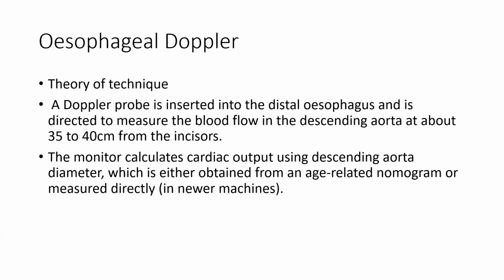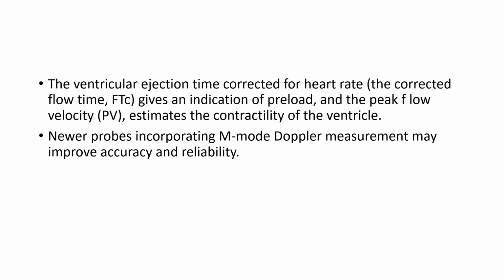Now, about esophageal Doppler. The Doppler probe is inserted into the distal esophagus and is directed to measure blood flow in the descending aorta at about 35 to 40 centimeters from the incisors. The monitor calculates the cardiac output using the descending aorta diameter, which is either obtained from an age-related nomogram or measured directly. The ventricular ejection time corrected for heart rate gives an indication of preload, and the peak flow velocity estimates the contractility of the ventricle.